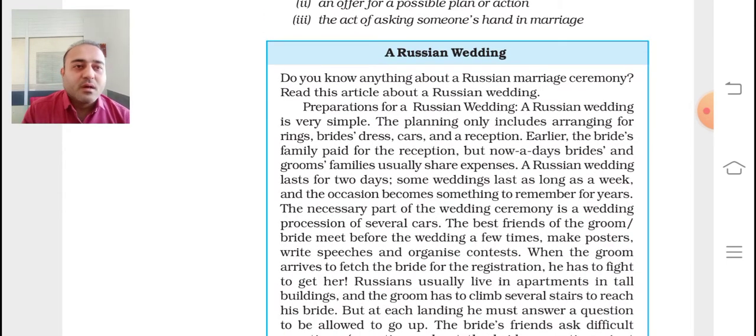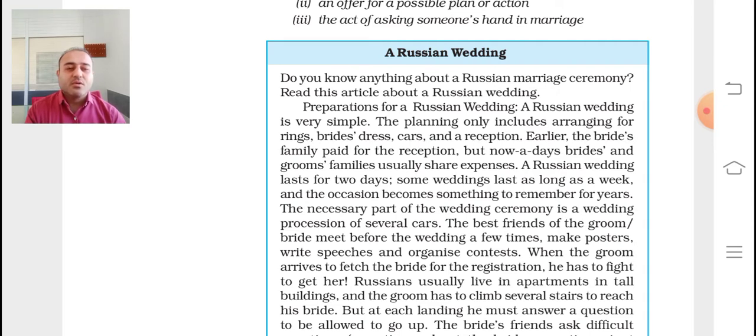Okay, Russian wedding. Preparations for a Russian wedding. A Russian wedding is very simple. The planning only includes arranging for rings, bride's dress, cars, and a reception. Okay, similar to our marriage function or occasion. Earlier, the bride's family paid for the reception, but nowadays, brides and grooms' families usually share expenses, right? So it is about the receptions or the occasion.